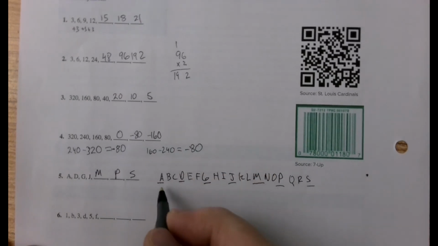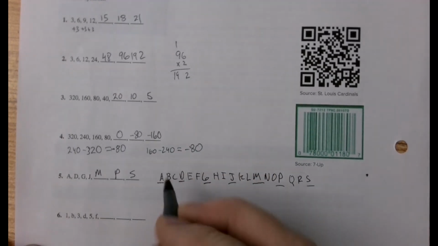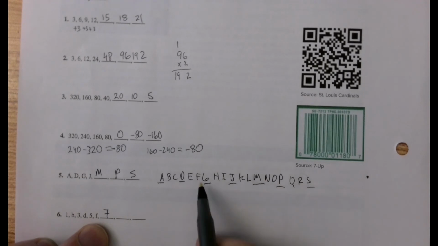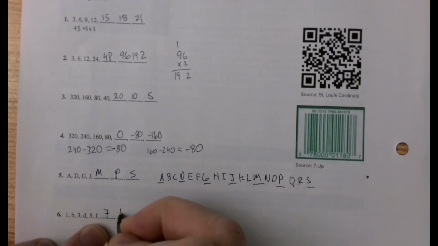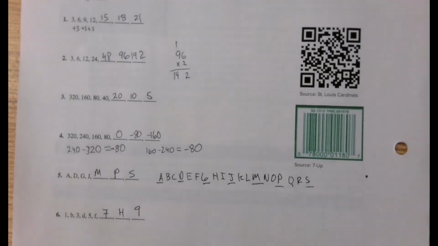All right, then we see 1B, 3D, 5F. So it looks like we're following a similar pattern, only we're skipping 1 letter. So A, B, C, D, E, F. And then we're going by 2, 1 to 3, 3 to 5. So this next one should probably be 7. And then skip the G, so we should have H, and then 9.